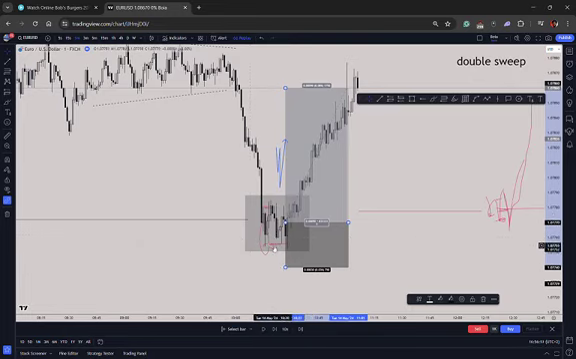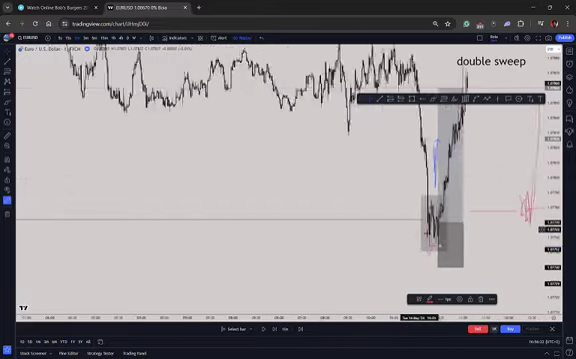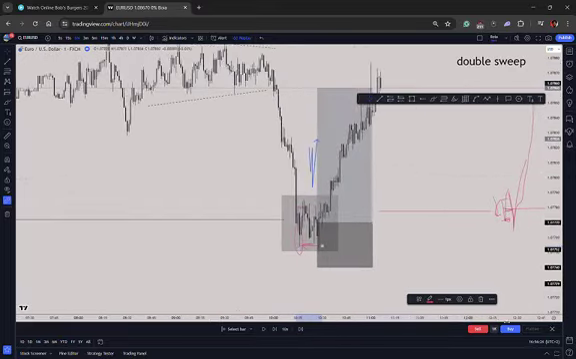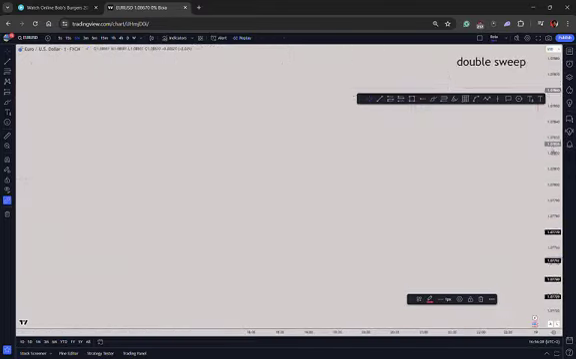But unfortunately, price needed a little bit of liquidity again from the liquidity of breaking this structure, giving us the MSU before it finally bought up. So that was the second example. Let's see the third example on how we played.